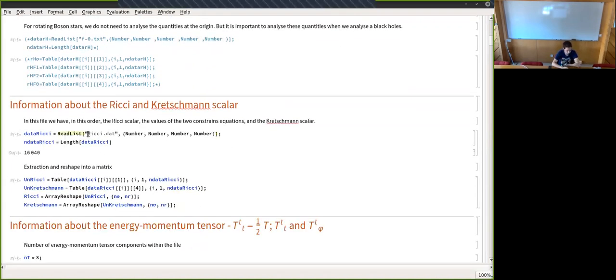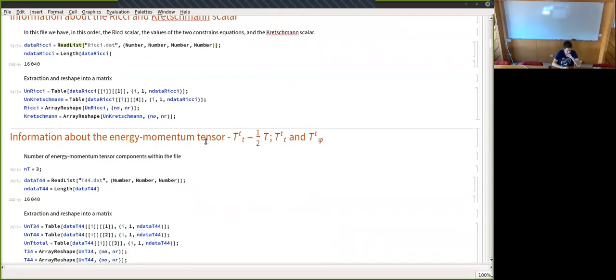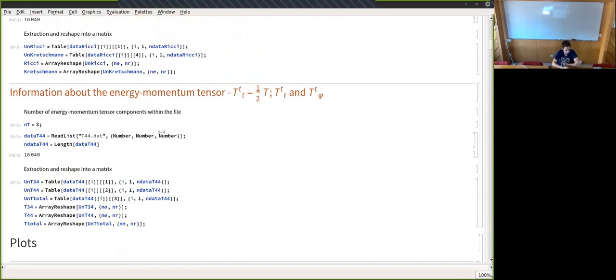Then this file is where the Ricci scalar, the Kretschmann scalar, and the two constraint equations are. So if I'm not mistaken, yeah, the first column is associated to the Ricci, the second and the third are the first and the second constraint equation, and the fourth is the Kretschmann scalar. Finally, you can also import the information about the energy momentum tensor. In this case, these three quantities.